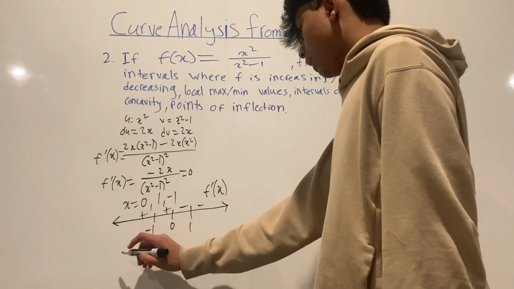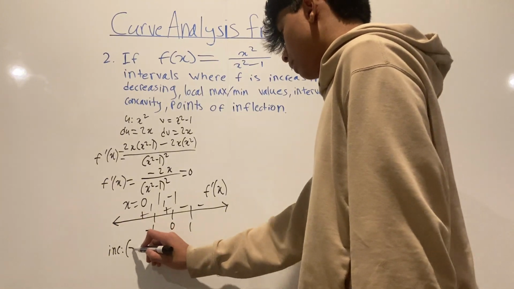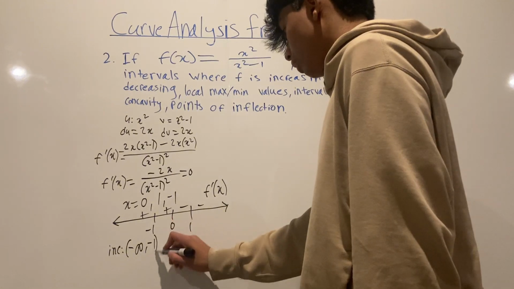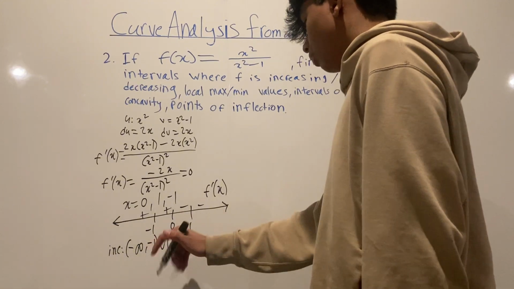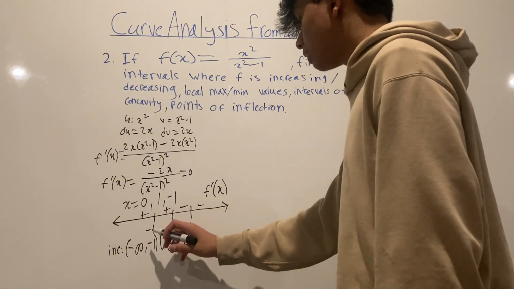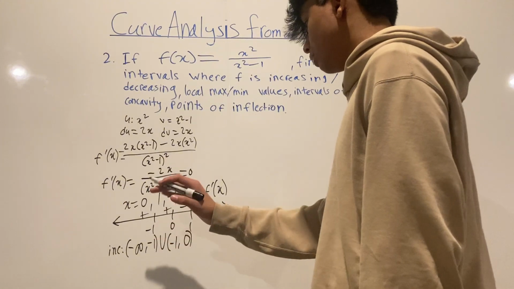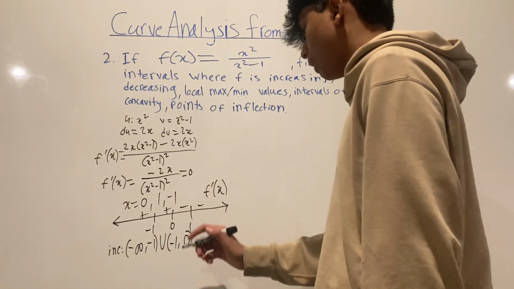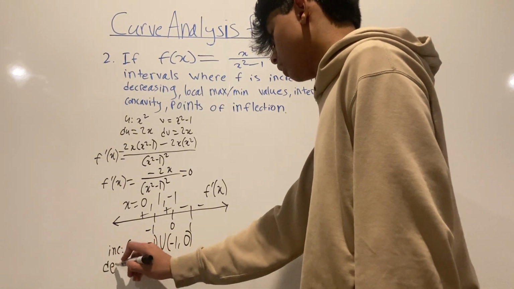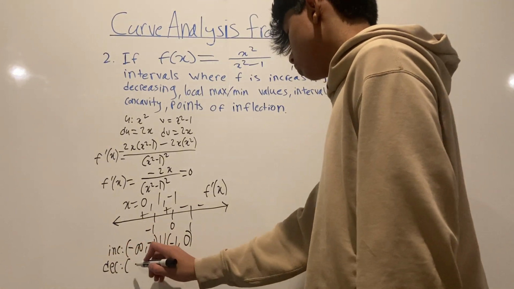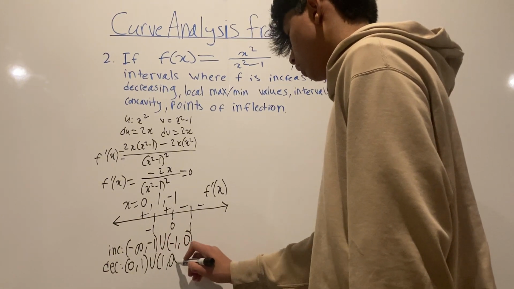So we can see that it's increasing from negative infinity to negative 1 union negative 1 to 0. And the reason we don't include negative 1 and 0 is because at negative 1, the function is not increasing or decreasing, it's just 0. There's a horizontal tangent line at that point. So we don't say it's increasing or decreasing. And then it's decreasing from the intervals 0 to 1 union 1 to infinity.